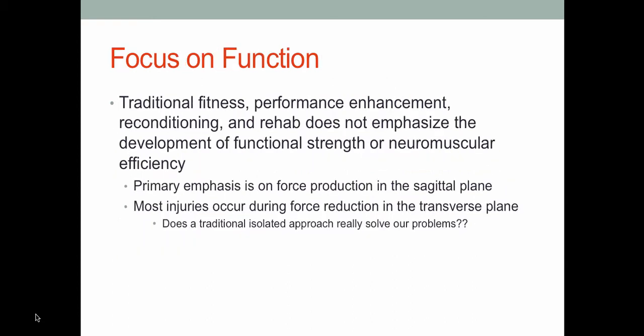Traditional fitness, performance enhancement, reconditioning, and rehabilitation does not emphasize the development of functional strength or neuromuscular efficiency. Primarily, the emphasis is on force production in the sagittal plane. Most injuries occur during force reduction in the transverse plane. So does a traditional isolated approach really solve our problem?